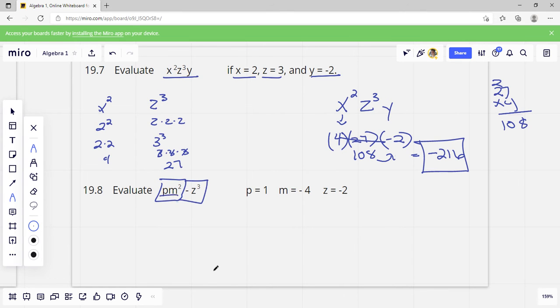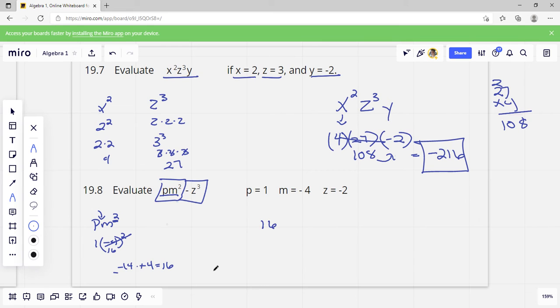Okay, we'll start with the pm squared. So I need p, which is, I need pm squared. My p, and I'm going to multiply right here. So first I'm going to do my exponent on my m, then I'm going to multiply. So p is 1 times m, which is negative 4 squared. So that means I need negative 4 times negative 4. And that would be positive 16. And then positive 16 times 1 would just be 16. So my first part is 16.